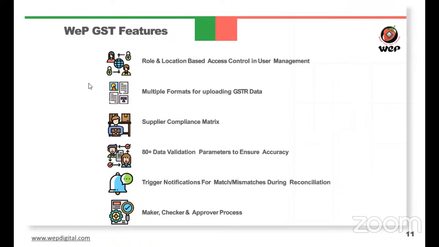Now, a supplier compliance matrix where we can store your supplier details like supplier GST, supplier mobile number, and supplier email ID. We can send a notification to the supplier if, while doing the reconciliation, we have some mismatch in the invoices. And we have 80 plus data validations to ensure accuracy. If your data is not prepared well, it will show an error in the first step only.